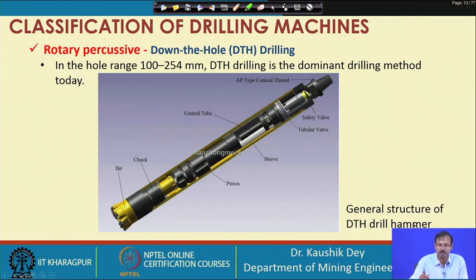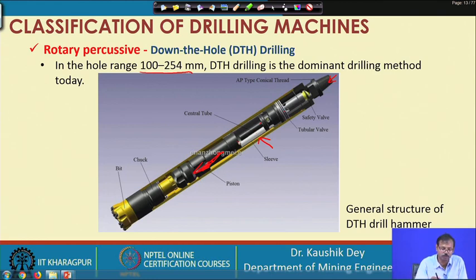So, let us have a good look at the hammer part, but before that, hole ranges of 100 to 254 millimeter diameter are commonly used for the down the hole hammer drill. So, this is the hammer part, you can see the air is coming through this, there is a safety valve, then the tubular valve is allowing the entering of the air into this. This is the piston, which moves this way, and this is the outer slip which allows the linearity of the movement of the piston.